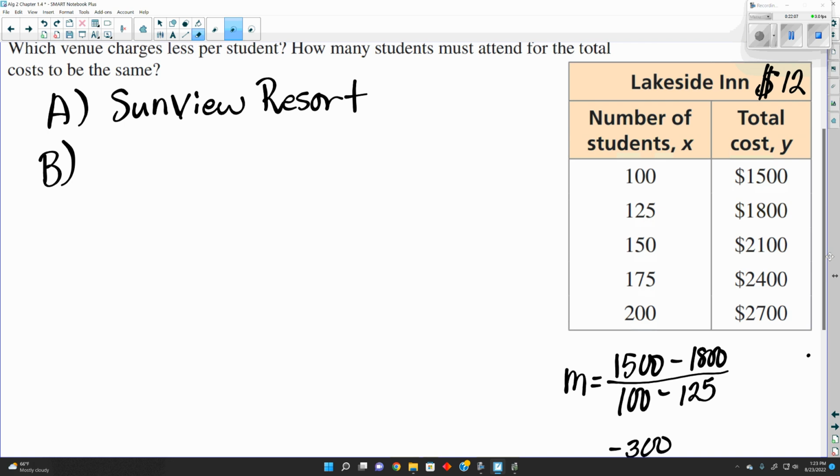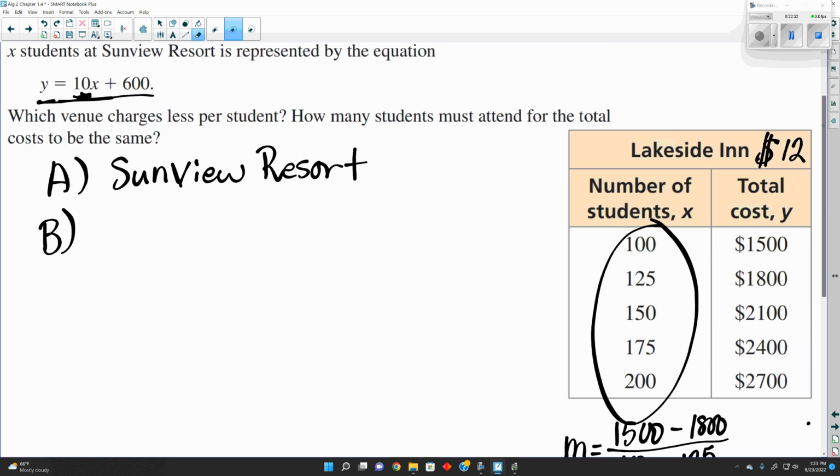So really at this point, there are different ways we could go about it. We could start plugging in numbers. I can start plugging these values of x into the other equation to see if they both had 100 students, would they have the same cost? If they both had 125 students, would they have the same cost? Or 150, 175, 200, to see if I'm lucky enough for one of those to match up. The other way we could go about this is finding out what the equation for Lakeside Inn would be.